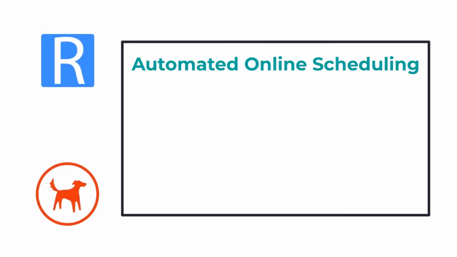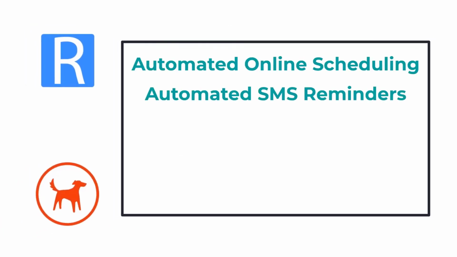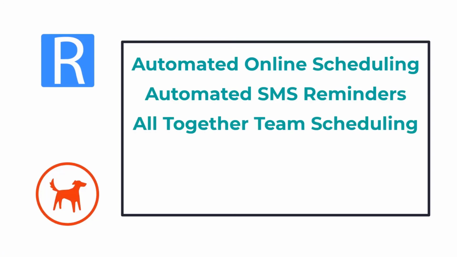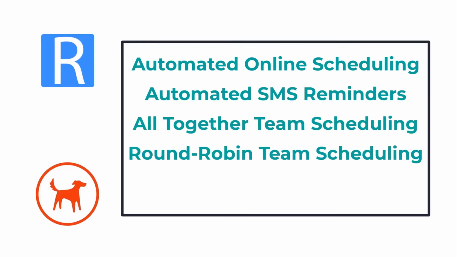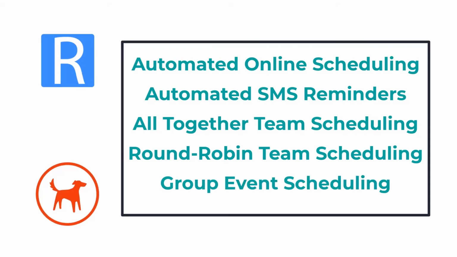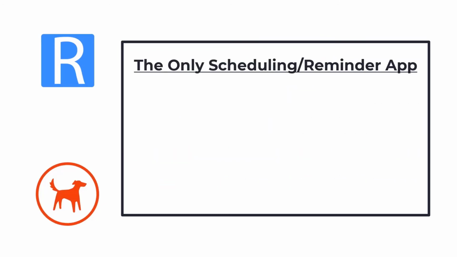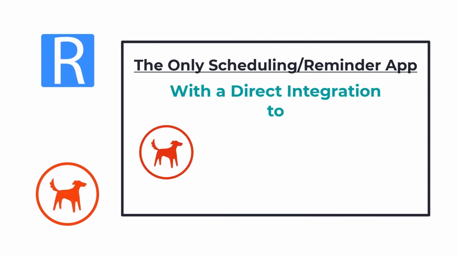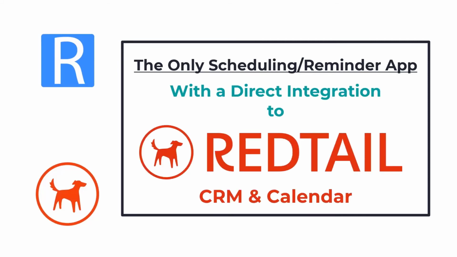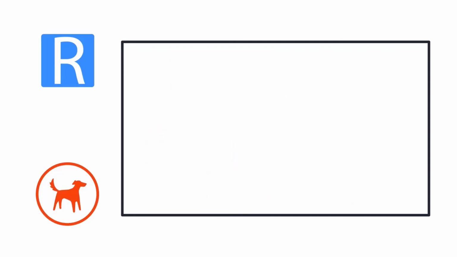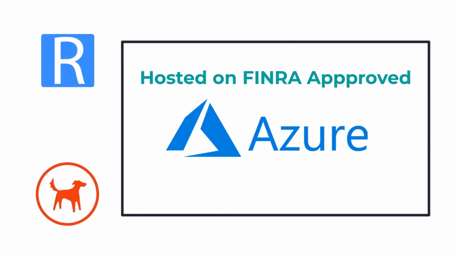Automated online scheduling, automated SMS reminders, all-together team scheduling, round-robin team scheduling, and group event scheduling. The only scheduling reminder app with a direct integration to Redtail CRM and Calendar. And GReminders is hosted on FINRA-approved Azure servers.